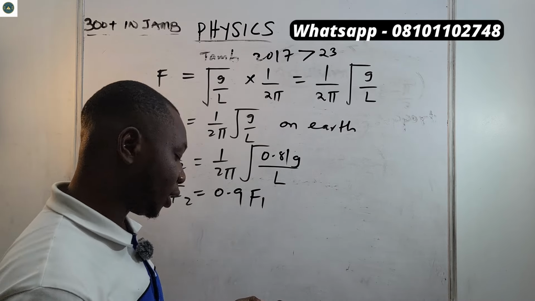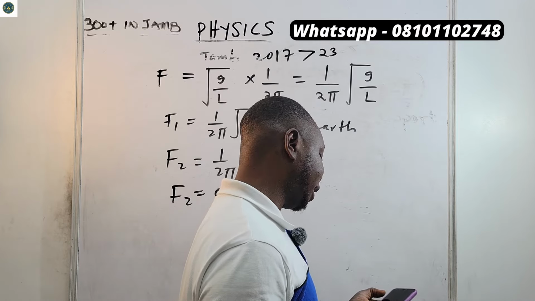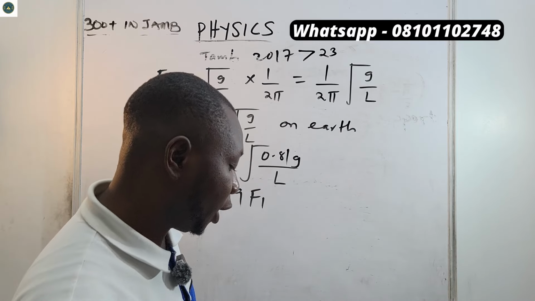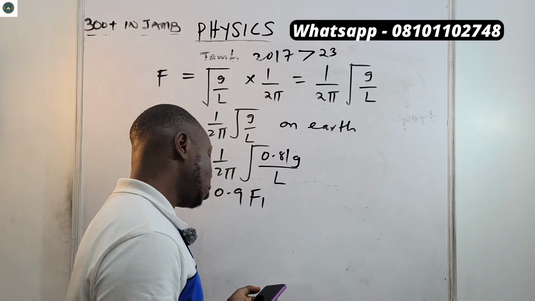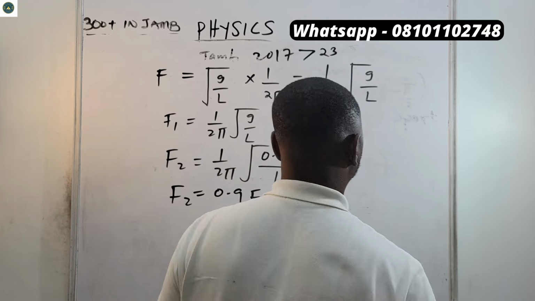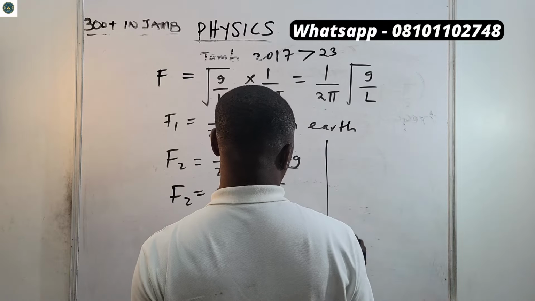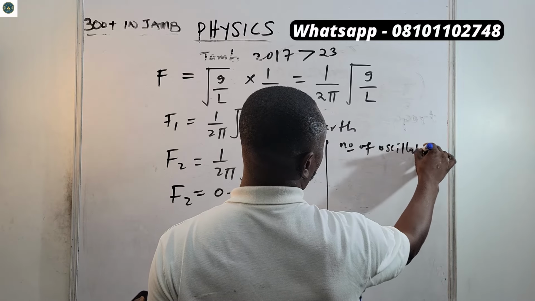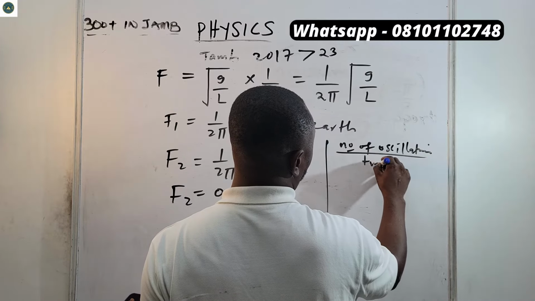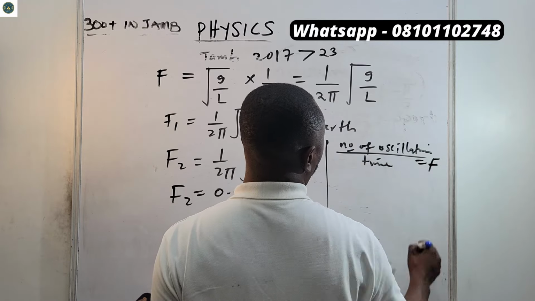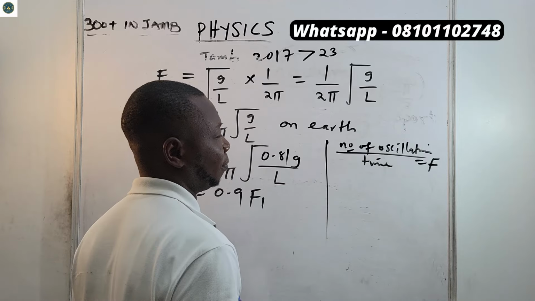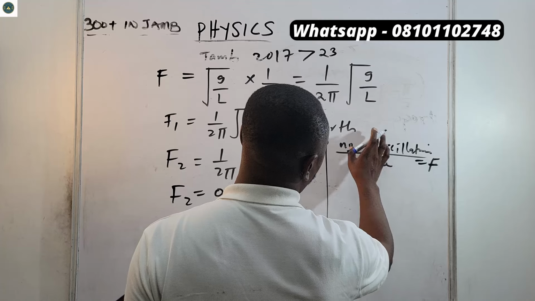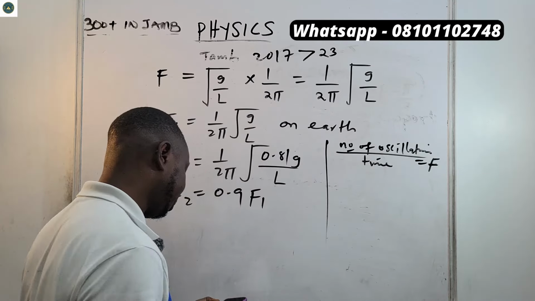F1. Why? Because it said a simple pendulum makes 90 oscillations in 1 minute. And in 1 minute, you have how many seconds? In 1 minute, you have 60 seconds. Now let's make some hints. Number of oscillation per time will give us what? Frequency. Because frequency is number of oscillation per time.